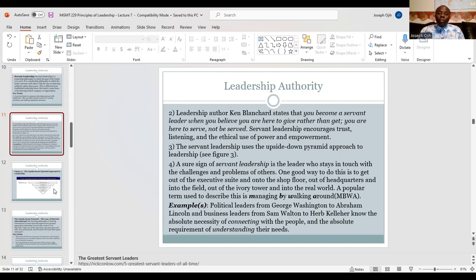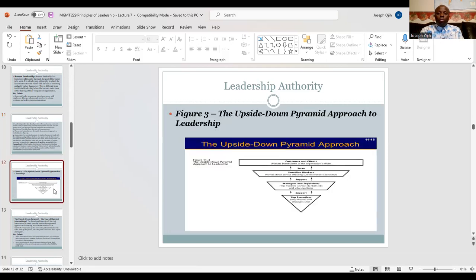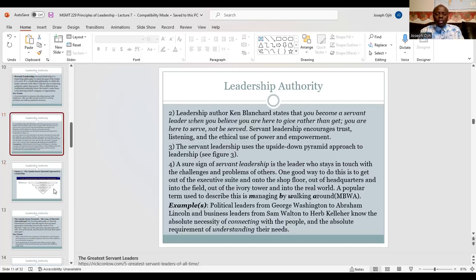Now, if you look at all these companies that are doing very well, in the United States and other countries, you see the kind of leadership they have, servant leadership, a leader that is willing to be with people. So all this servant leadership, most of them know the absolute necessity of connecting with the people and the requirement of understanding their needs. They often adopt the bottom-up view of leadership.